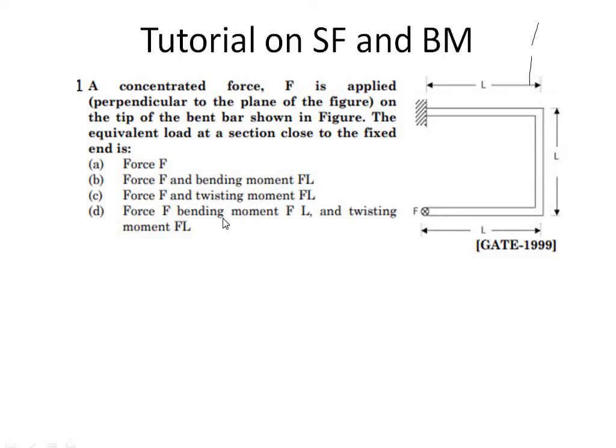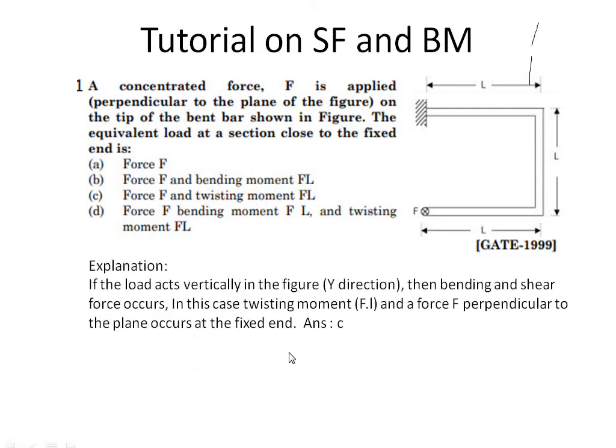So you'll be going to get that twisting moment F into L, and by law of transmissibility of forces, you can replace the force at any point without disturbing the line of action by an equivalent force and the moment which is equal to the force and the distance between the point where it is originally applied and the point where we are replacing now. So as a result, you will be getting a force F and a twisting moment FL at this point. So the answer is C.